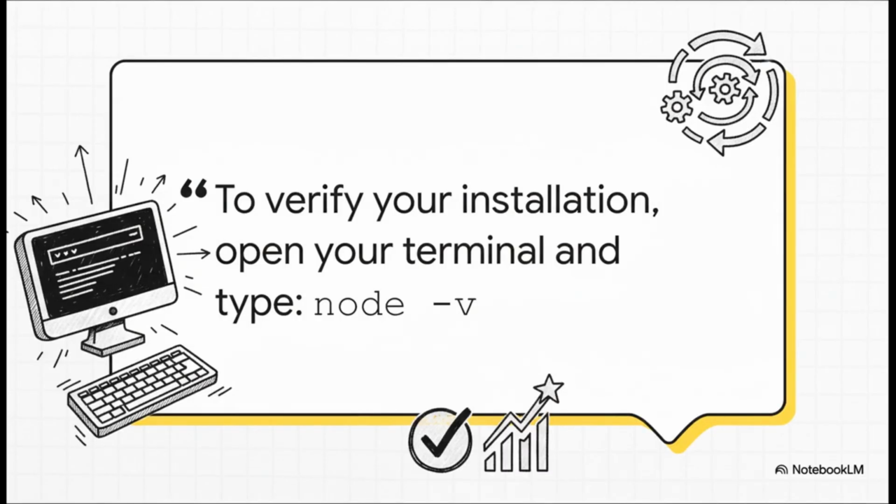Okay, once that's installed, let's just make sure it worked. You're going to open up your computer's command line. On a Mac, that's the Terminal app. On Windows, it's Command Prompt. Just type in node -v and hit enter. If you see a version number pop up, you're golden. You're ready for the next step.